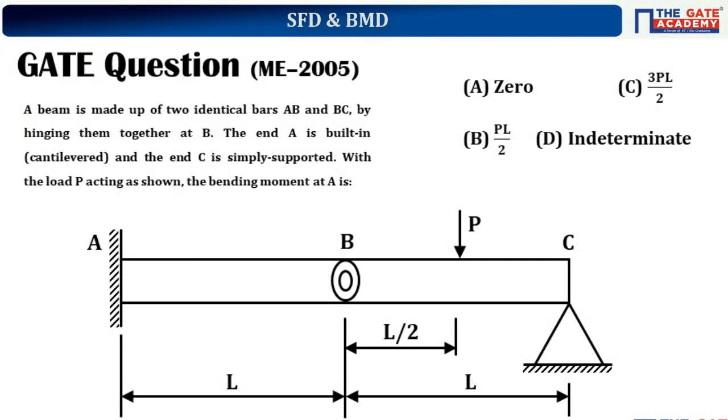So it's given that a beam is made up of two identical bars AB and BC. By hinging them together at B, the end A is built in cantilever and the end C is simply supported, with the load P acting as shown. The bending moment at A. So here, AB is a cantilever beam and they are expecting us to get the value of bending moment at the fixed support A.